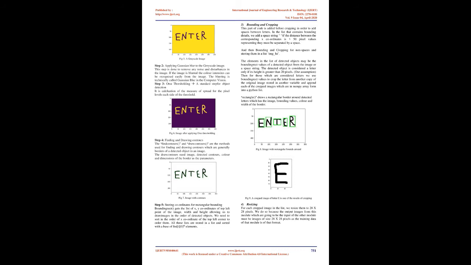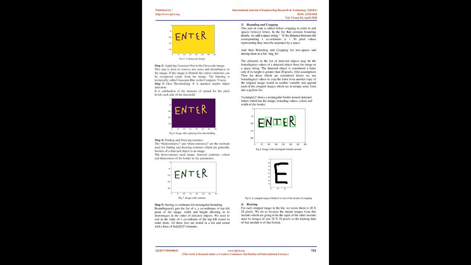Step 2. Applying Gaussian blur to the grayscale image. This step is done to remove any noise and disturbances in the image. If the image is blurred, the color intensities can be recognized easily from the image. The blurring is technically called Gaussian blur in computer vision.